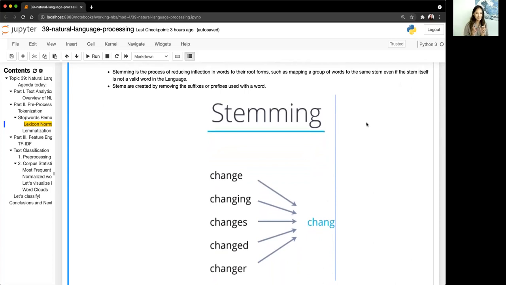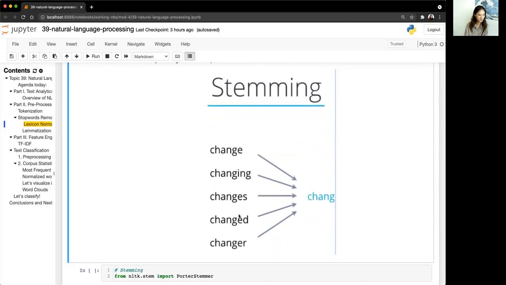I'm not a linguistics person at all, but I think there is a mapping of every word that exists and what its stem is somewhere, and they actually make use of that to do this stemming process. So for change, changing, changes, changed, and changer, it all becomes chang, with no E. That's the process of stemming.